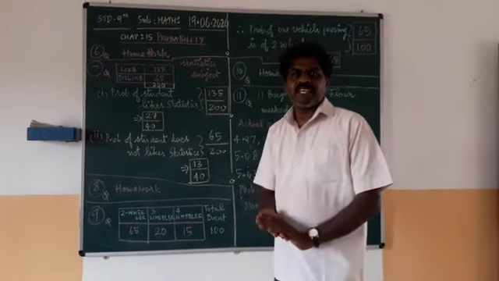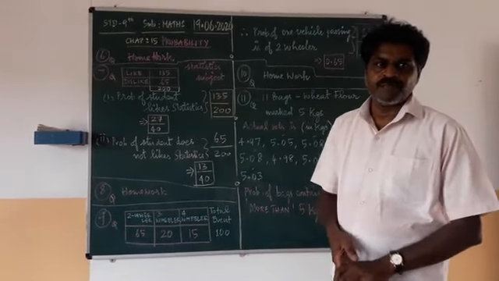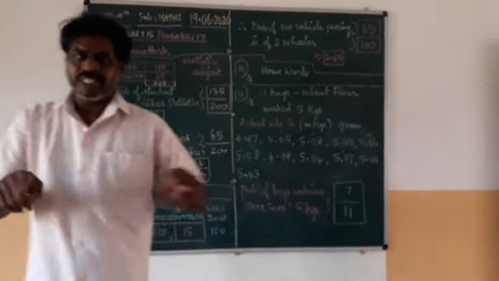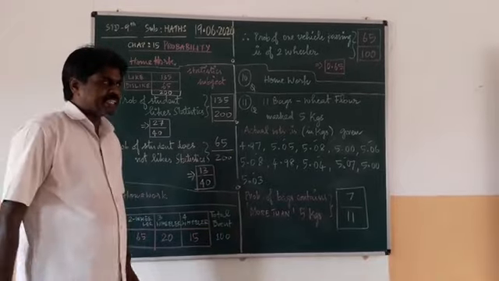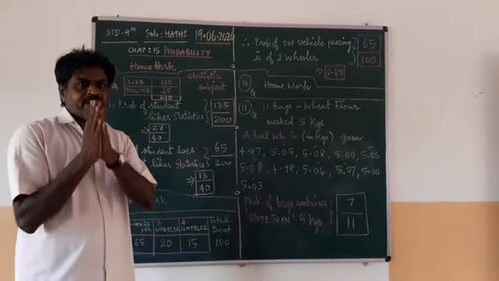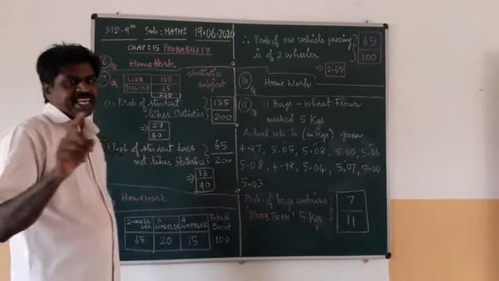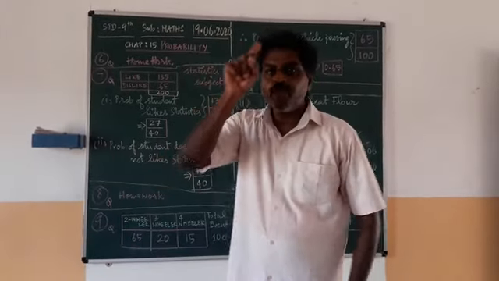In yesterday's class, we started the probability exercise problems, and problems 1 to 5 we have done. Yesterday, I also sent you a copy in the paper. You have seen that one. Up to the 5th problem we have done. Today we will continue with the 6th problem. The 6th problem is based on the example problem given in the 14th chapter.